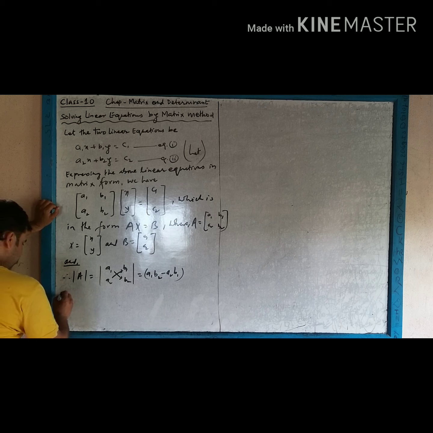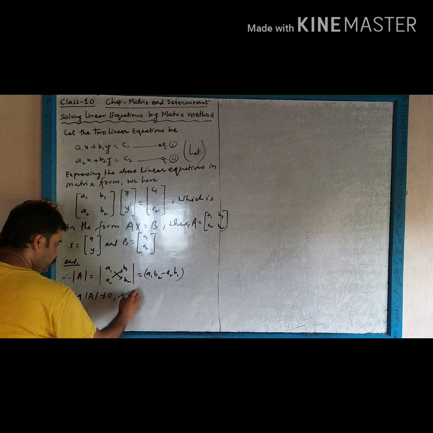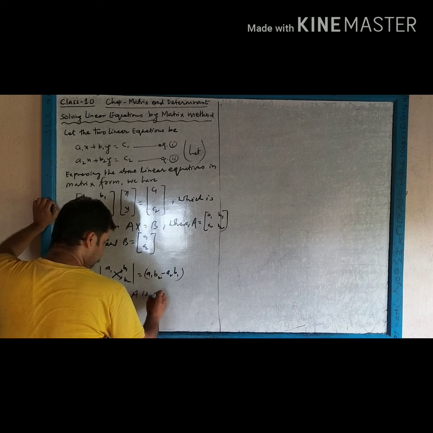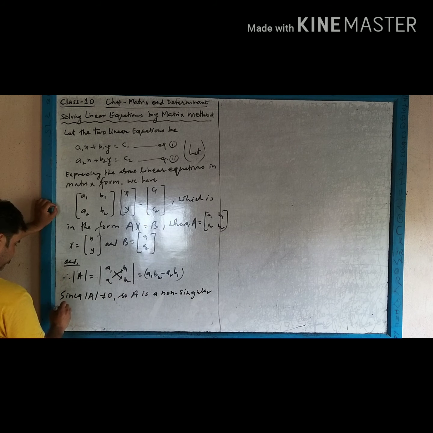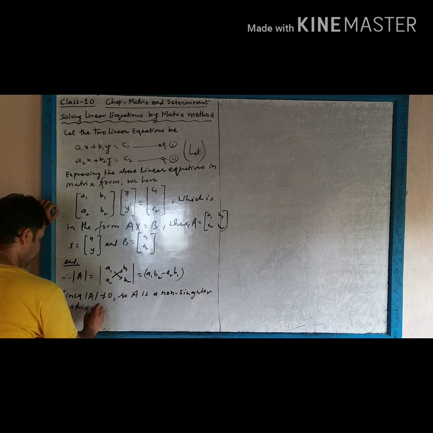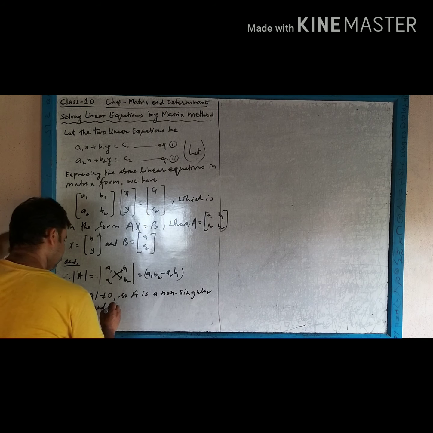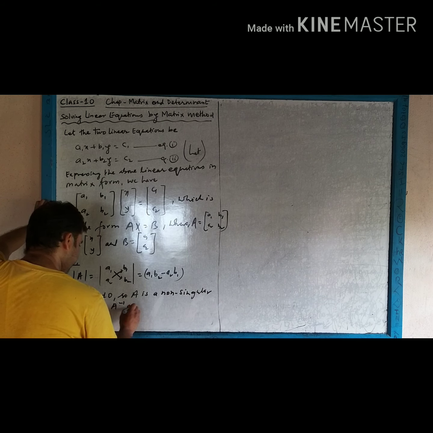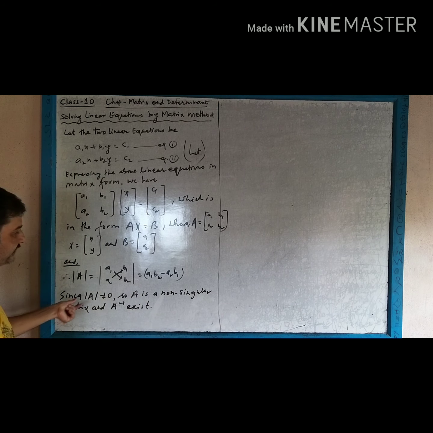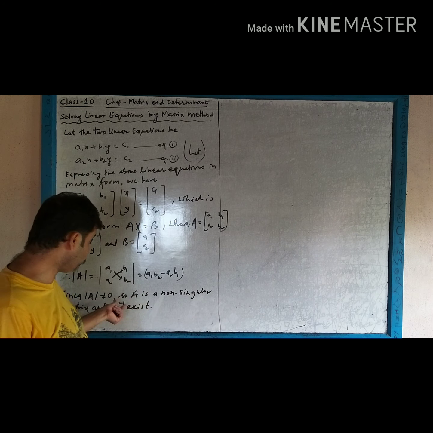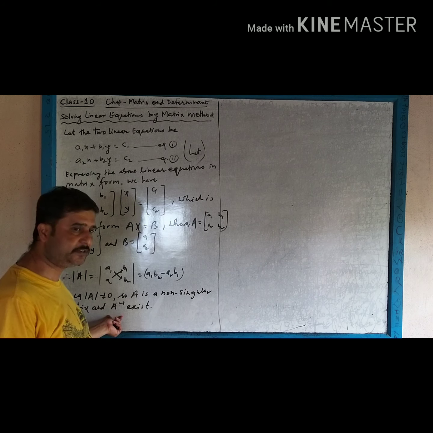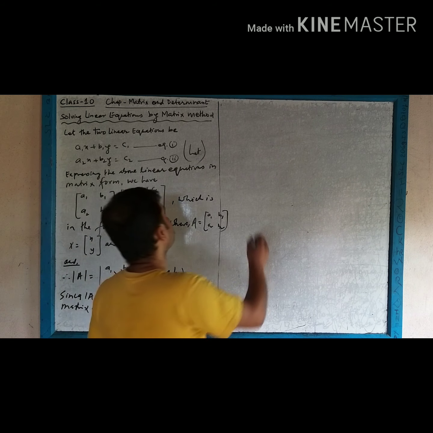So, since the determinant of A is not equal to 0, A is a non-singular matrix and A inverse exists. That is, since A is a non-singular matrix, it is possible to find A inverse. So that's why A inverse exists. Now let's find what is A inverse.